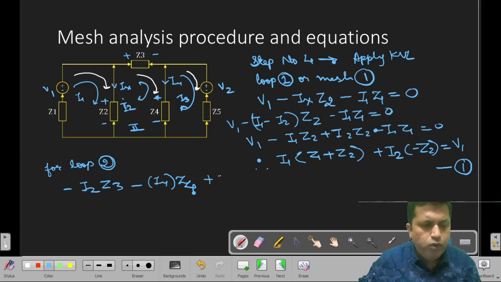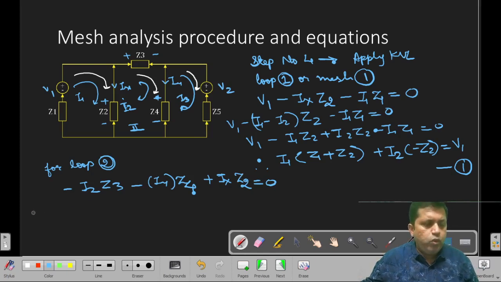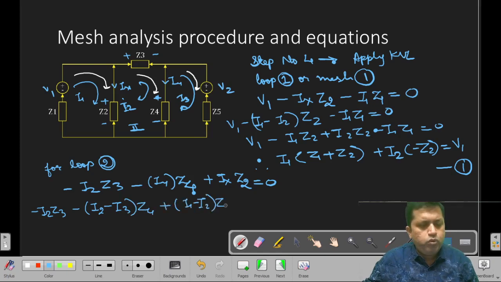Okay, what is the voltage? Current Ix and impedance Z2. This is equal to 0. Okay, so I will get minus I2 Z3 minus, what is Iy? I2 minus I3 times Z4. What is Ix? I1 minus I2 times Z2 equal to 0.